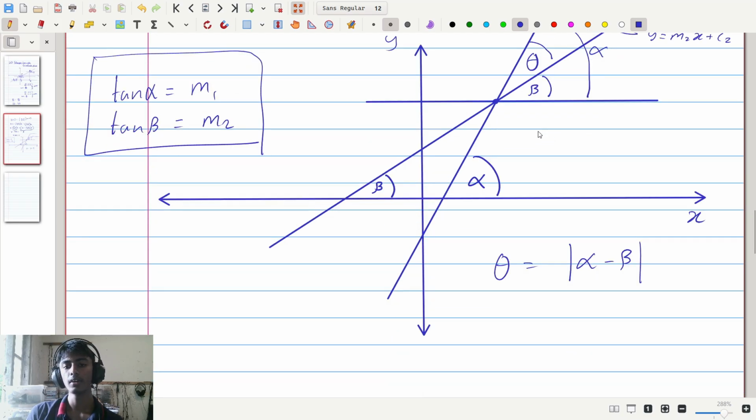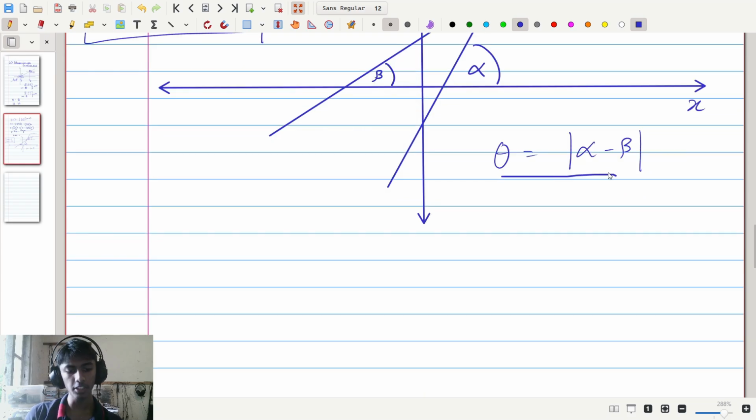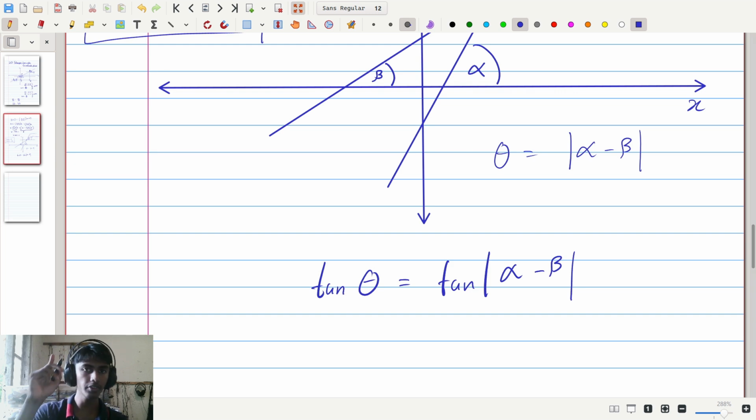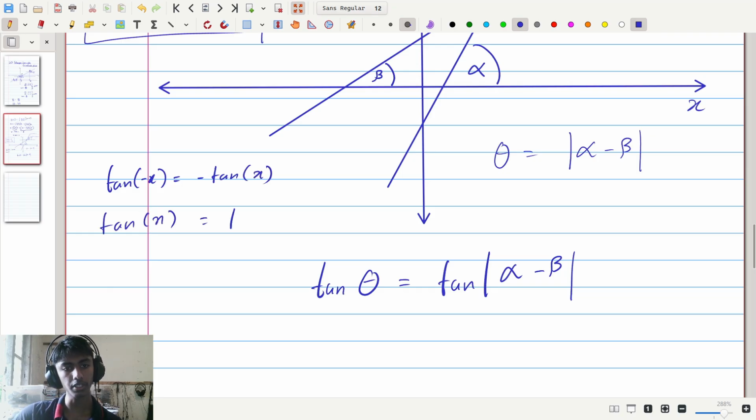Well, what we're going to do for that is to take this expression and take the tangent of both sides. So we're going to take the tangent of theta, and that's going to be equal to the tangent of the absolute value of alpha minus beta. Now here we have the absolute value of an angle alpha minus beta. Recall from this lesson here in the top right that the tangent of a negative angle is negative the tangent of that angle. Considering that, tan negative x is equal to the negative tangent of x, and the tangent of x is of course equal to the tangent of x.